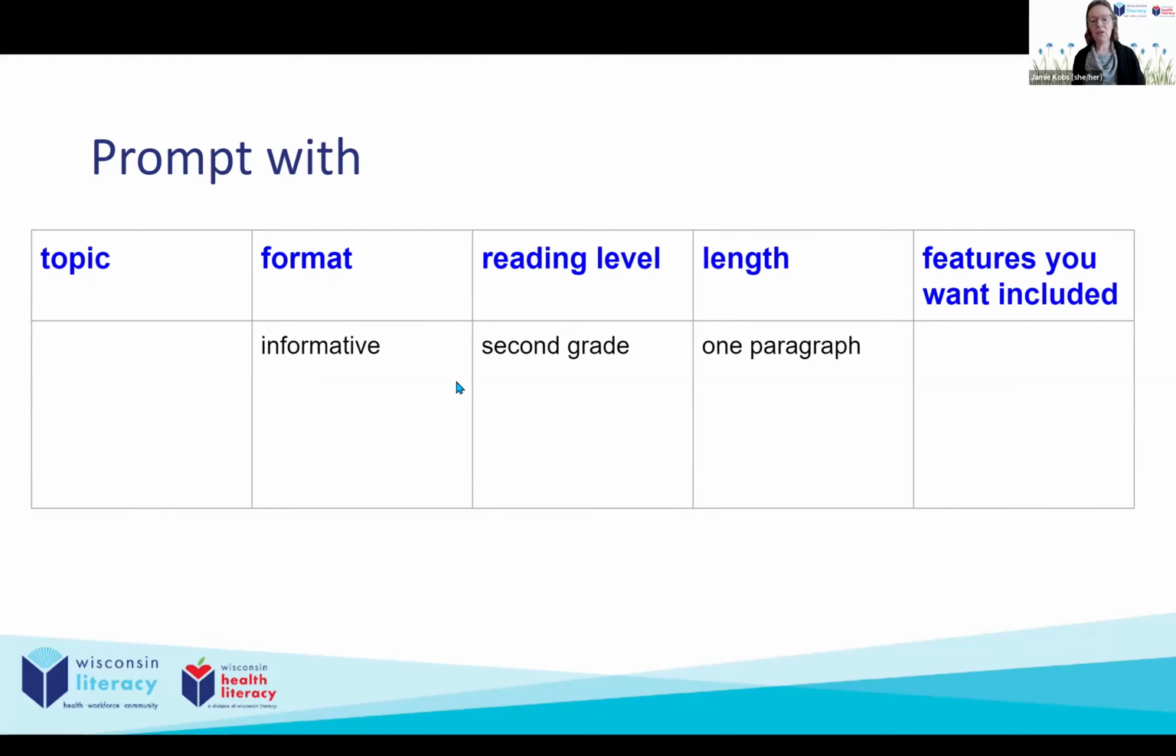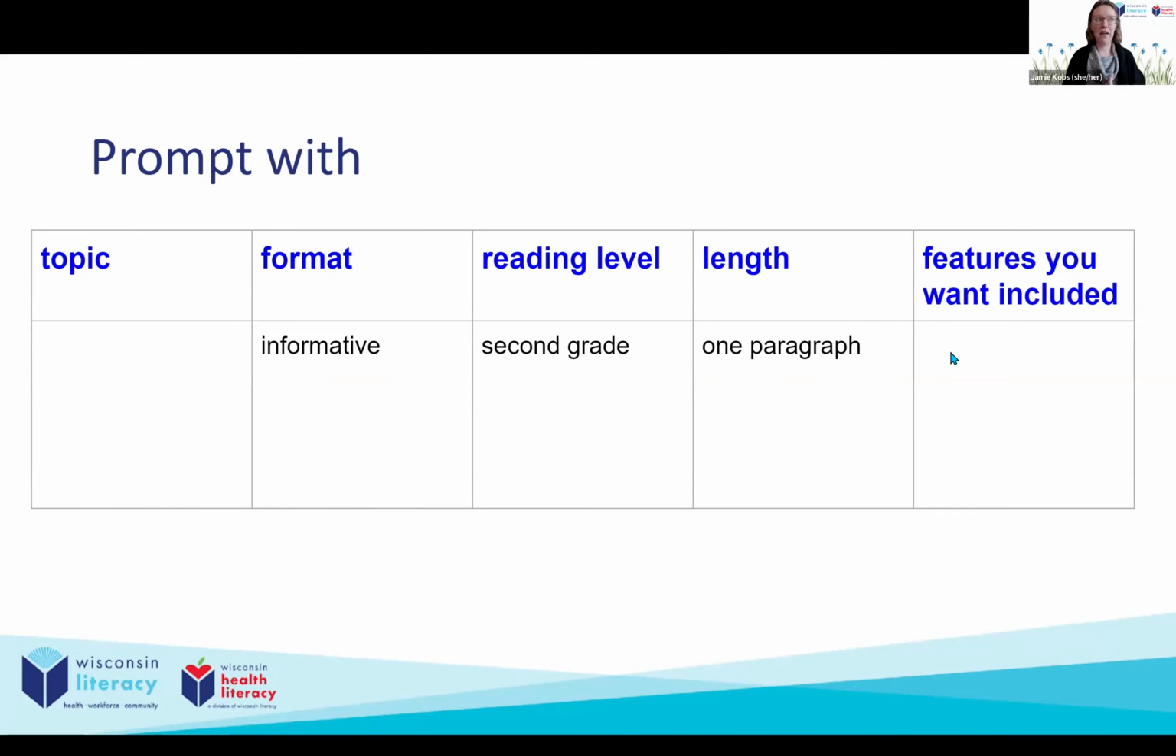I'm going to choose a second grade reading level because that's the lowest one of them goes. And so we'll just see what second grade reading level looks like across all three tools. And then for our purposes today, I will just ask it to create one paragraph. And then you do have options to ask it for features you want to include.